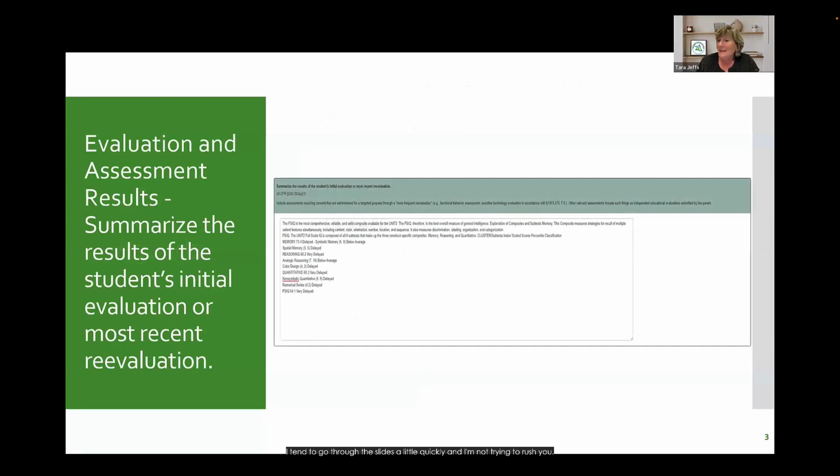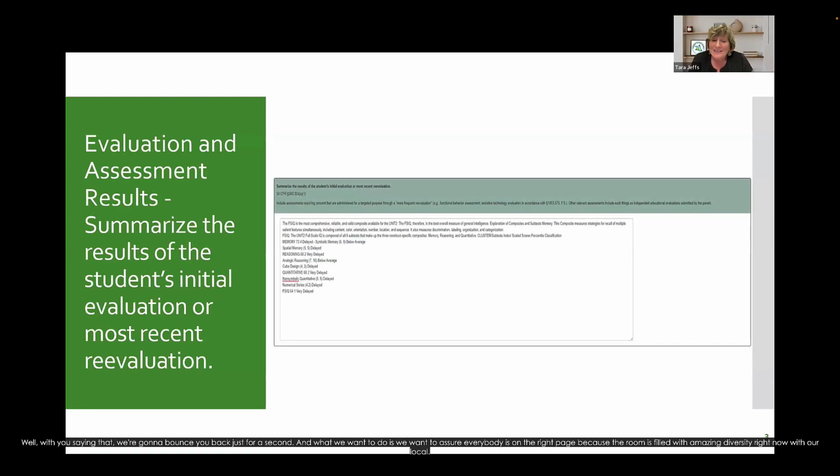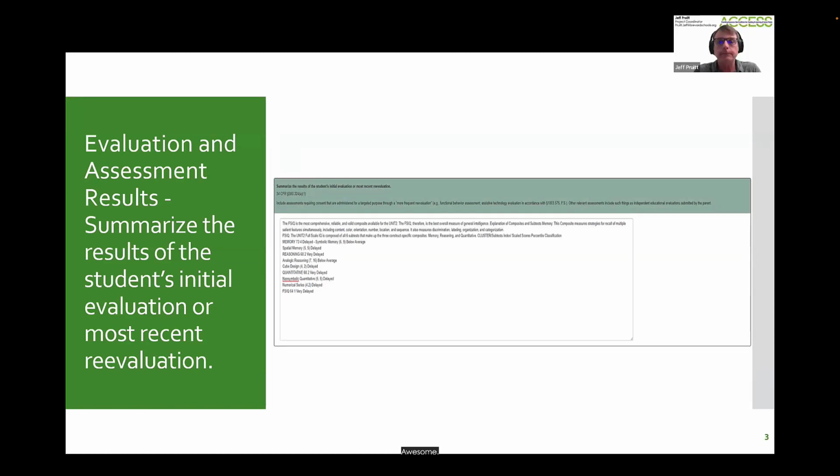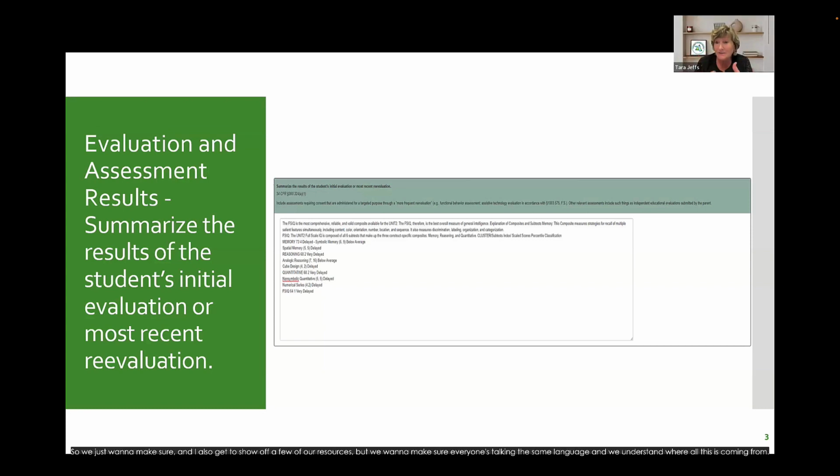Well, with you saying that, we're going to bounce you back just for a second. What we want to do is assure everybody's on the right page, because the room is filled with amazing diversity right now with our local AT specialists, our ESE directors, and staffing specialists. Fantastic. I also get to show off a few of our resources, but we want to make sure everyone's talking the same language and we understand where all this is coming from. It'll be fun and interactive and it'll only take 2 minutes.